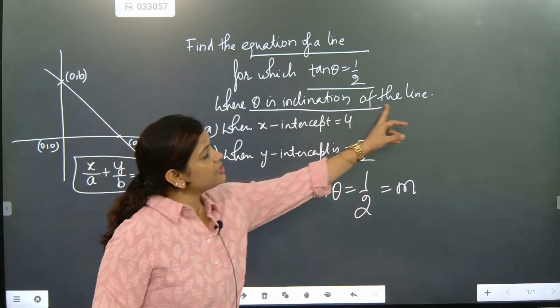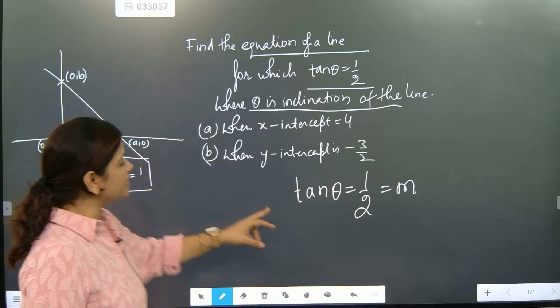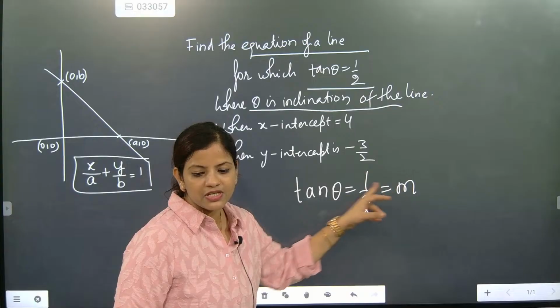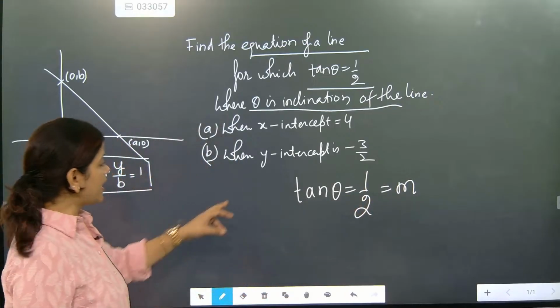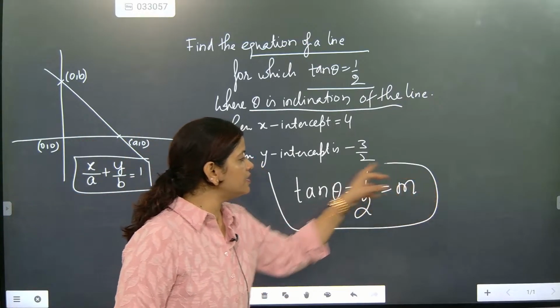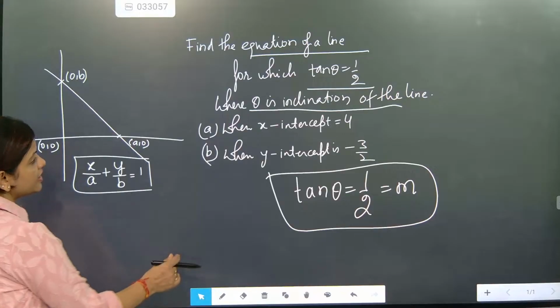Theta is the inclination of the line, so tan theta is coming as m equal to 1 by 2. Tan theta is 1 by 2, and that is the slope. Now, what are they telling?